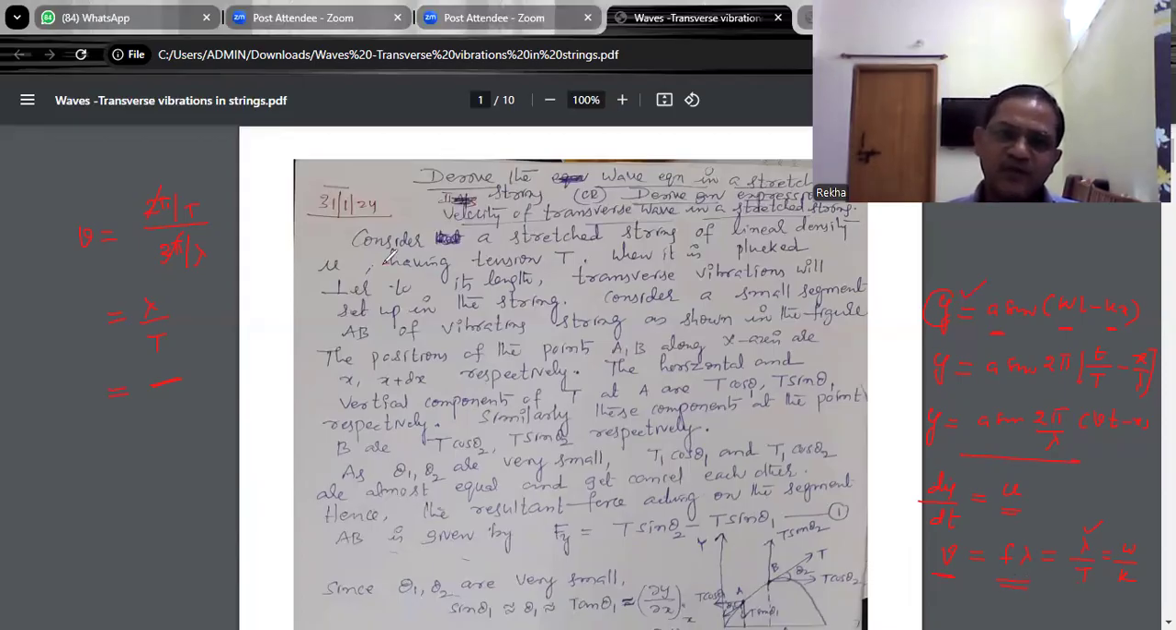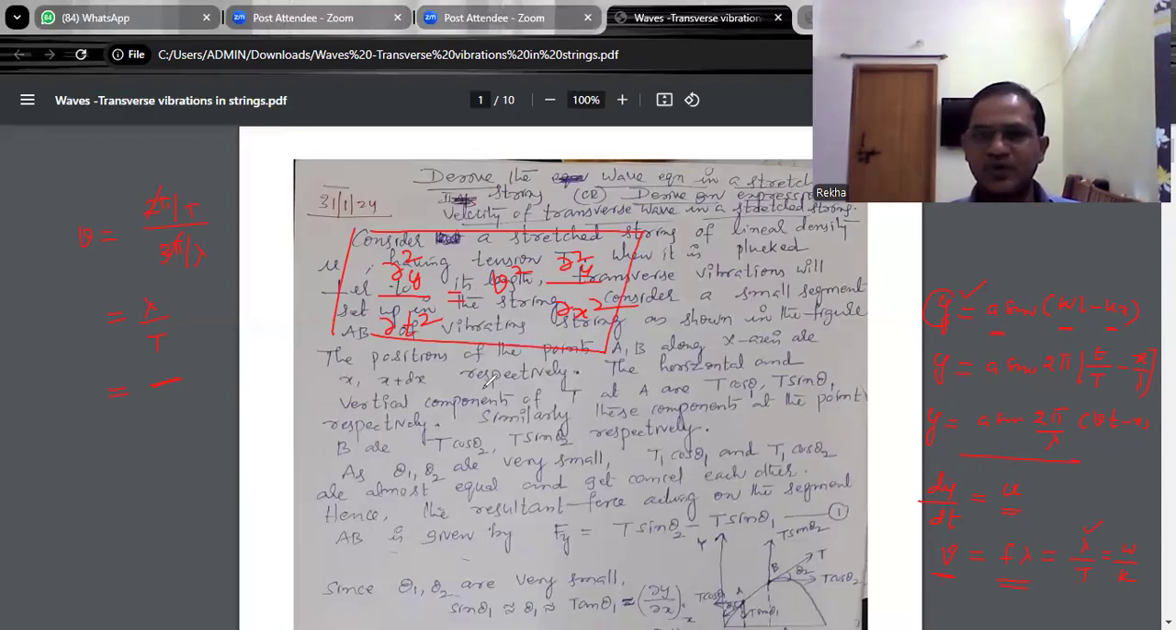Now, the wave equation of a mechanical wave. The general wave equation is dou square y by dou t square is equal to V square into dou square y by dou x square. This is the wave equation, a second order differential equation, where V represents the velocity of the wave in the medium.